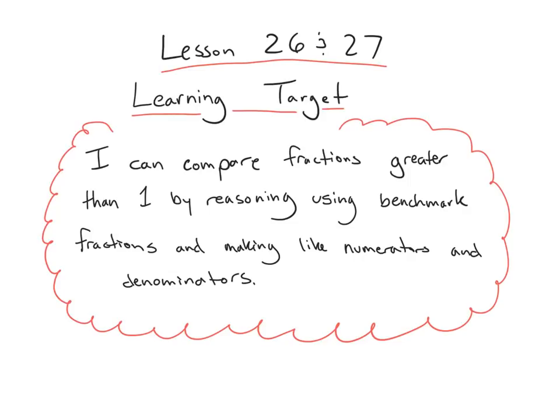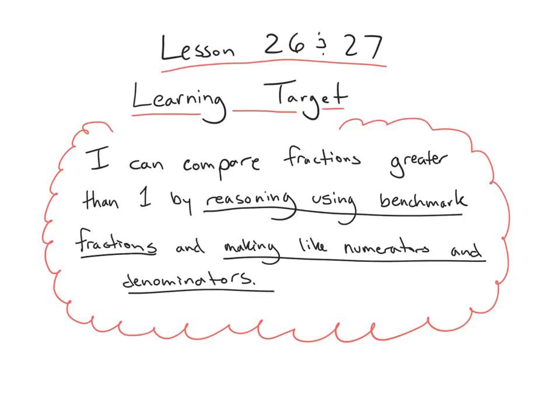This is a video lesson for Module 5, Lesson 26 and 27. The learning target for these lessons is I can compare fractions greater than 1 by reasoning using benchmark fractions and making like numerators and denominators. So we're going to be looking at two strategies for comparing large improper fractions and mixed numbers. That's reasoning using benchmark fractions, and also making like numerators and denominators.